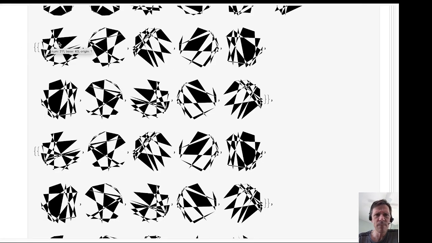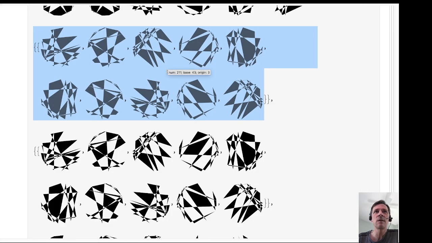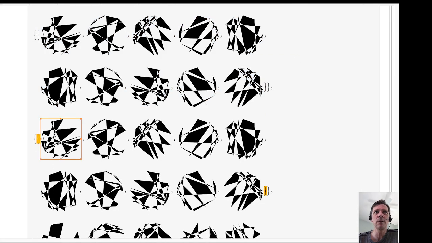These 10 polygons in this group, you can see they're demarcated by these curly braces. This set of polygons is the same as this set of polygons. They look the same, right? I think you can agree with that. That this is base 43, this is base 54. So 43, 54, base 211, denominator 211.